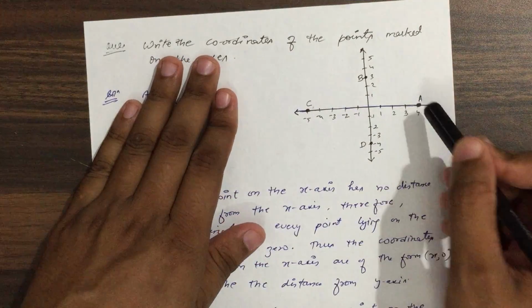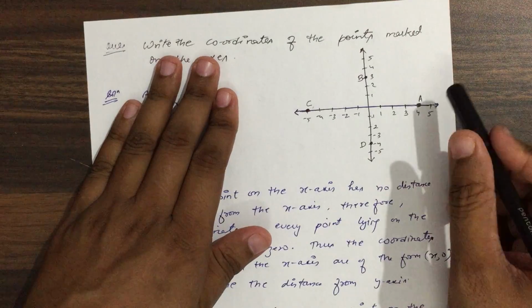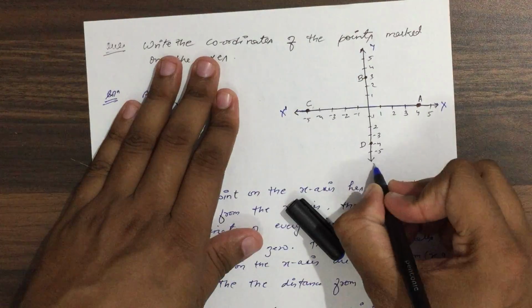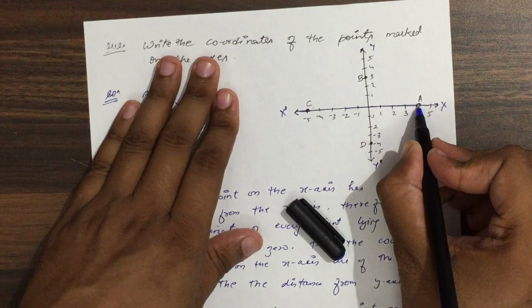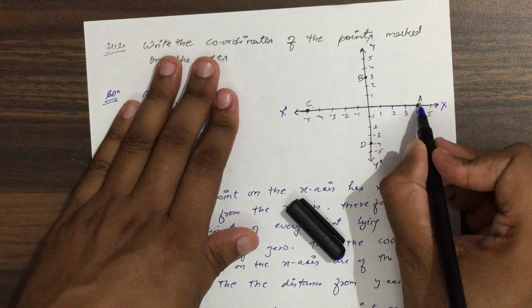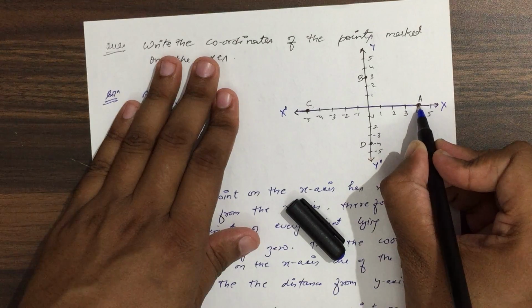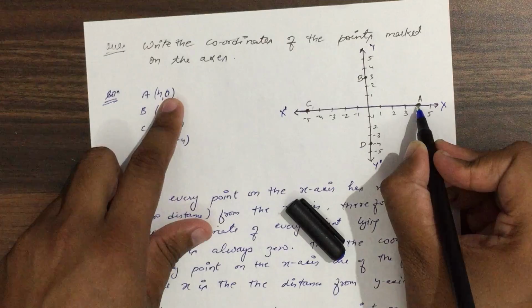Let us check point A. First we find the x coordinate. The x coordinate is the perpendicular distance from the y-axis, so it is 4. So the x coordinate will be 4. And what is the y coordinate? The y coordinate is the perpendicular distance from the x-axis, but this point is already on the x-axis, so there is no distance from the x-axis, so the y coordinate will be 0. So the x coordinate is 4 and the y coordinate is 0.